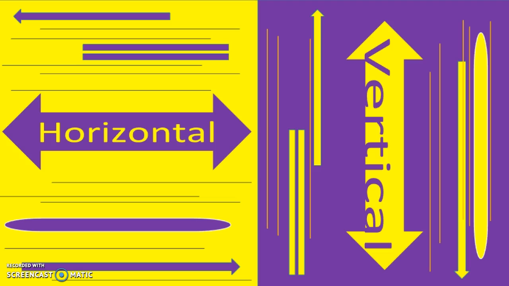Lines can be horizontal or vertical. Horizontal lines travel along the x-axis and can be considered traveling east or west or drawing left to right, while vertical lines are on the y-axis and can be compared to traveling north and south or drawing up and down.